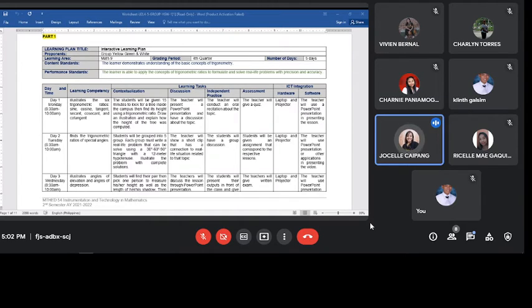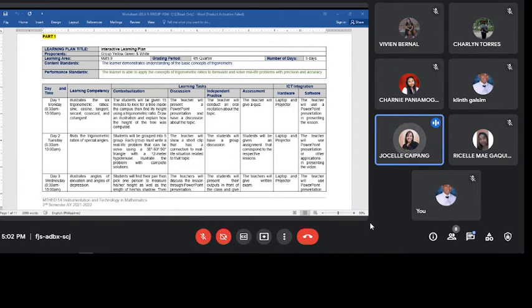The content standard is that the learner demonstrates understanding of the basic concepts of trigonometry. For the performance standard, the learner is able to apply the concept of trigonometric ratios to formulate and solve real life problems with precision and accuracy.